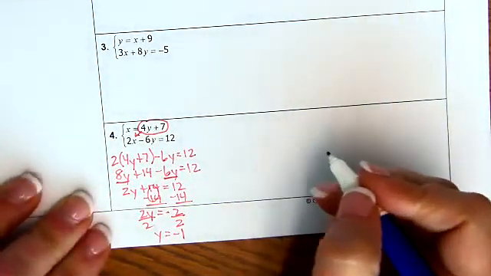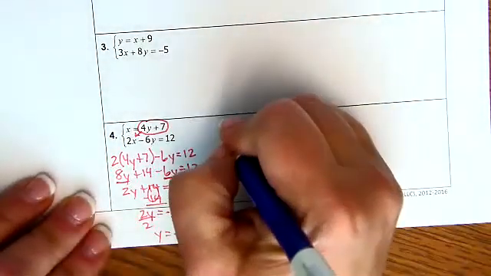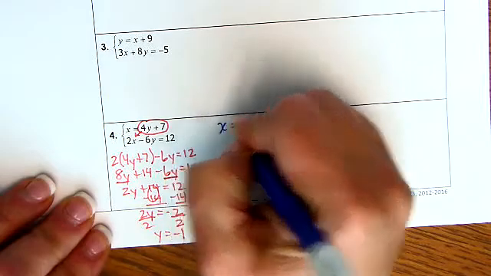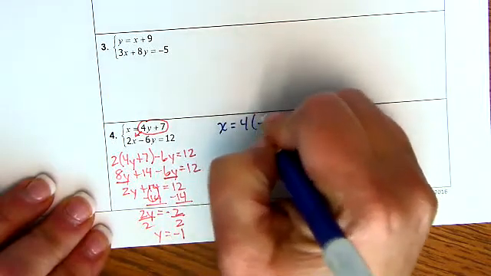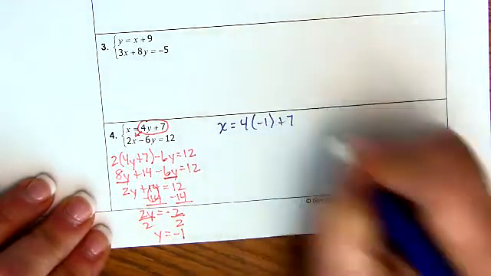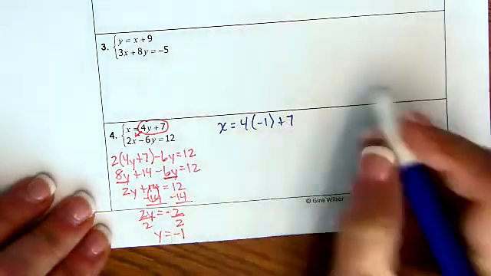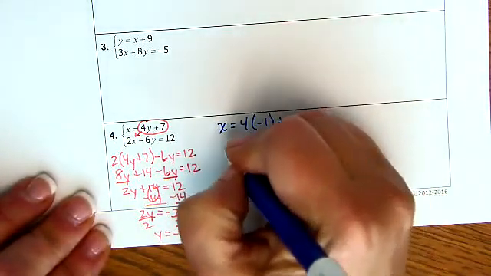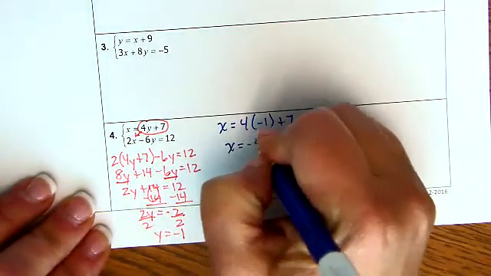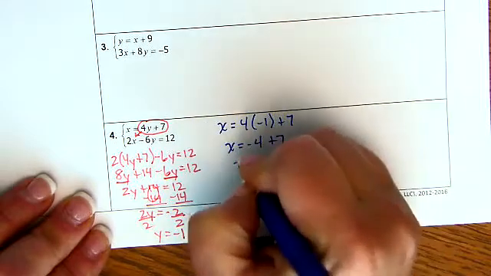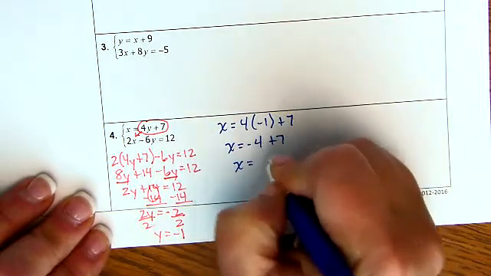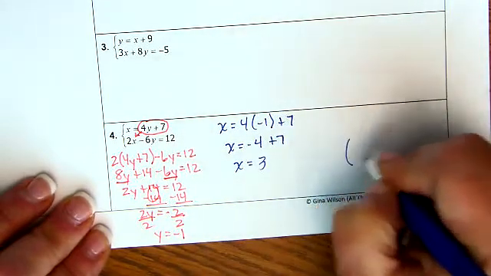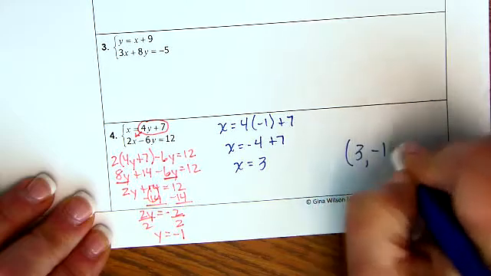Now we go and plug it into the original equation. So I have x equals 4 times negative 1 plus 7. I could have worked this separately so I didn't have to squinch it. So we have x equals negative 4 plus 7. So x equals 3. So my solution is 3, negative 1.